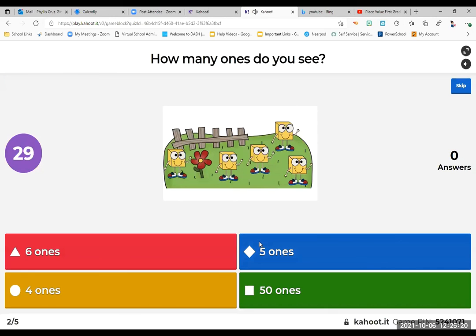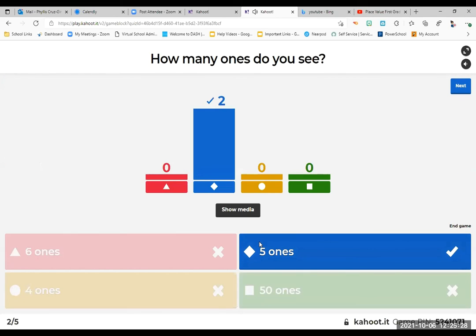How many ones do you count in this picture? How many babies? Units. Very good. Yes, I counted 5 tiny ones. That's right. Beautiful. Good work, guys. That was easy.